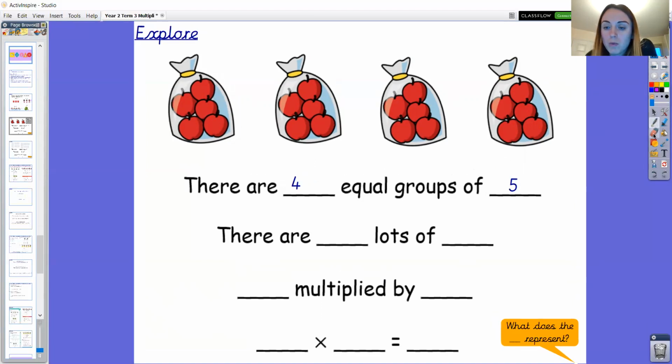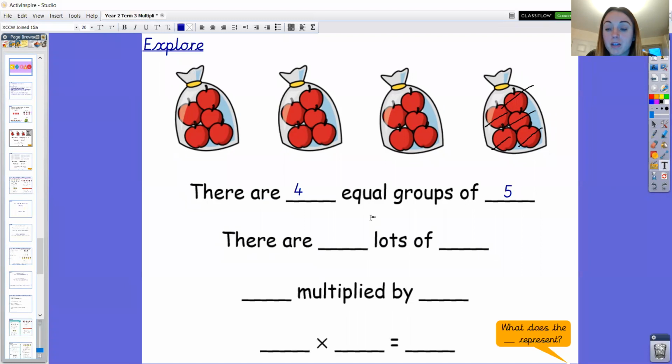And what you can do, year 2, when checking the amount inside an equal group, you can always cross them off one at a time as you count them. Of course, if the picture is only on the screen, you can hover your finger above it to count. So we know there are 1, 2, 3, 4, 5 apples. Brilliant. So this means there are lots of. Should we say it together? There are 4 lots of 5. Brilliant. Well done, year 2.